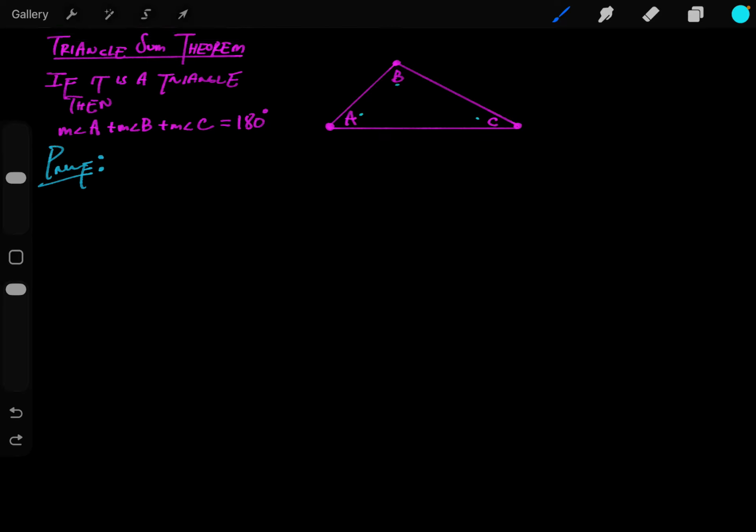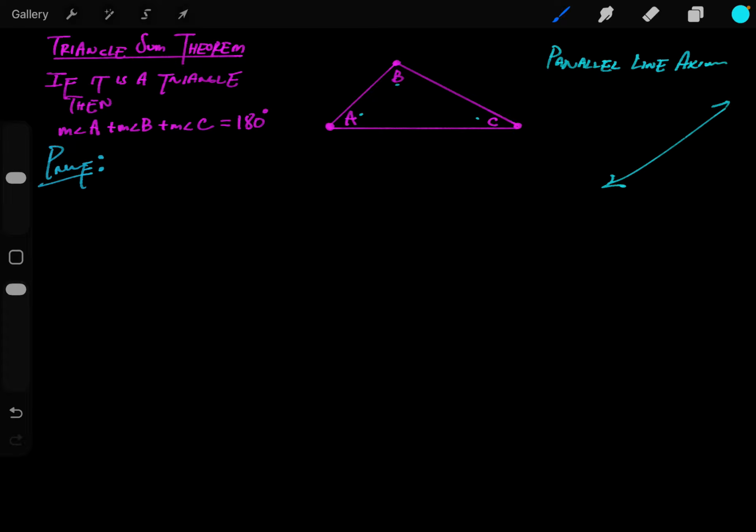Now, to show this, we need to start off with an axiom, okay? And I'm going to call it the parallel line axiom. Okay, so what does the parallel line axiom say? It says that if a point exists off a line, then there exists one line through that point that's parallel to the line.